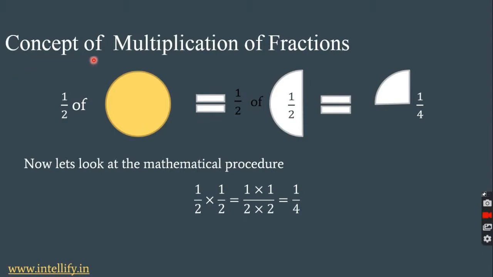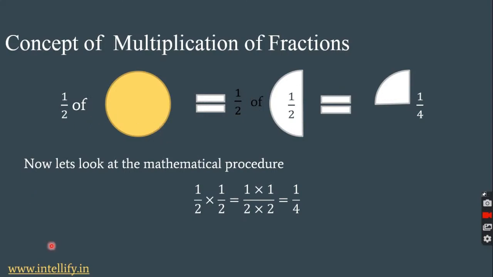Now let's take a look at the concept of multiplication. That means what does multiplying a fraction imply? So we know what half of this circle is. It is a semicircle. A half of this semicircle can also be easily drawn by just dividing this figure into two equal parts, which is 1 by 4. Because we can see that by putting 4 of these together we can get our original circle back.